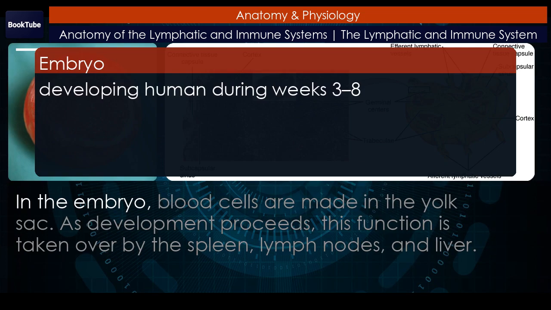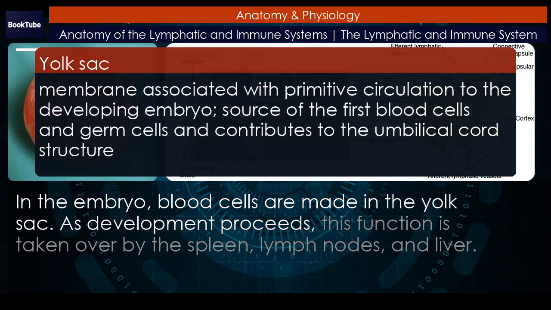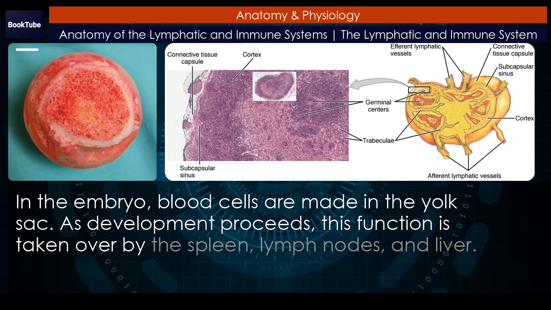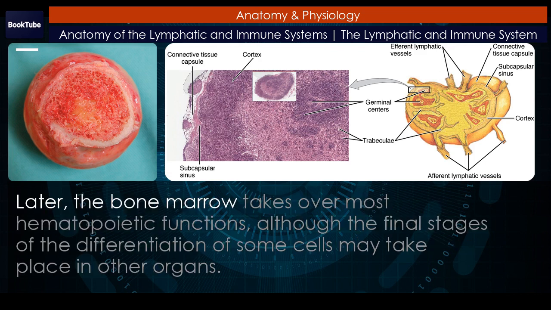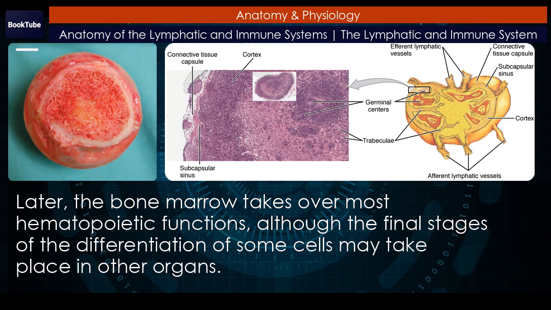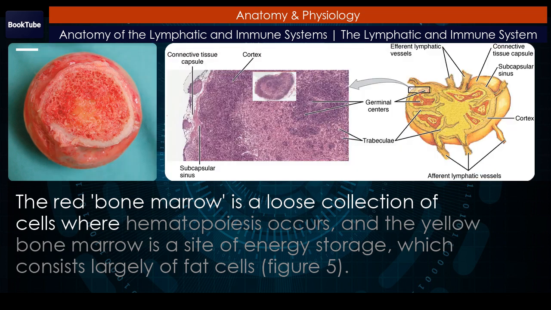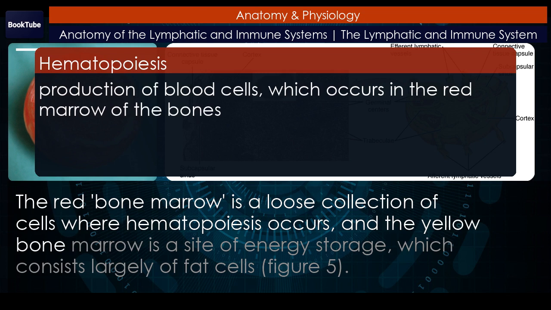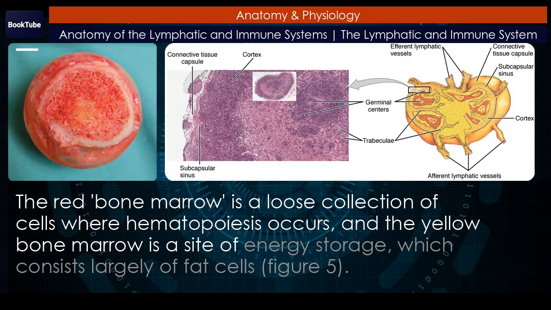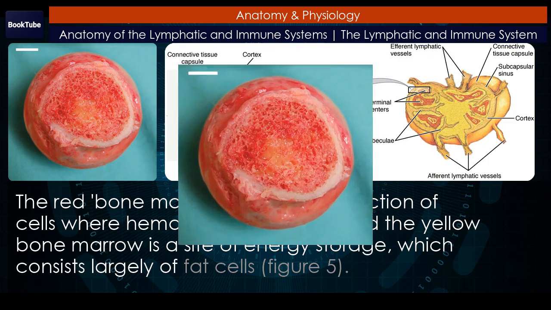Bone marrow. In the embryo, blood cells are made in the yolk sac. As development proceeds, this function is taken over by the spleen, lymph nodes, and liver. Later, the bone marrow takes over most hematopoietic functions, although the final stages of the differentiation of some cells may take place in other organs. The red bone marrow is a loose collection of cells where hematopoiesis occurs, and the yellow bone marrow is a site of energy storage, which consists largely of fat cells.